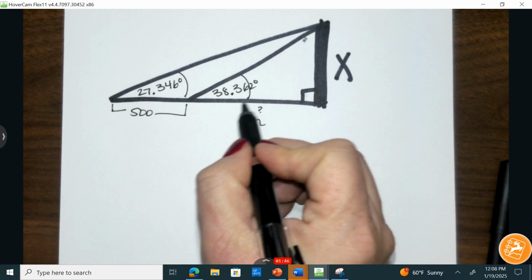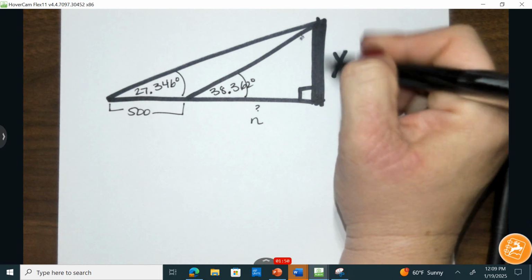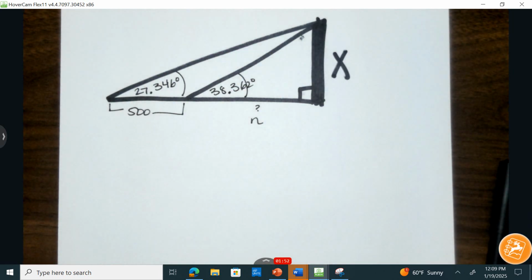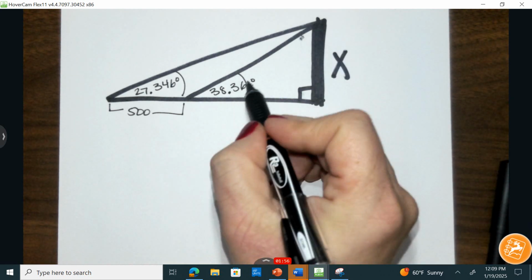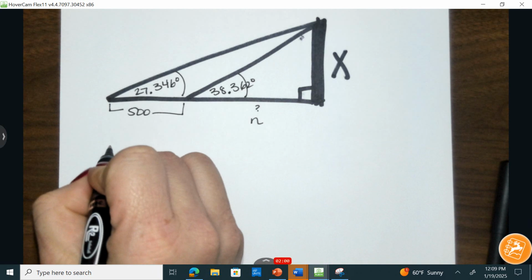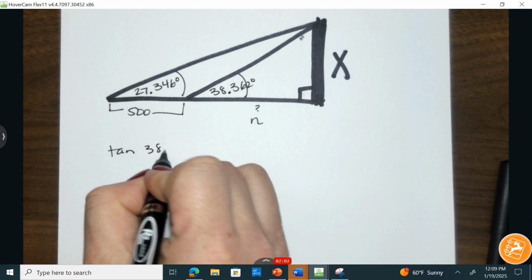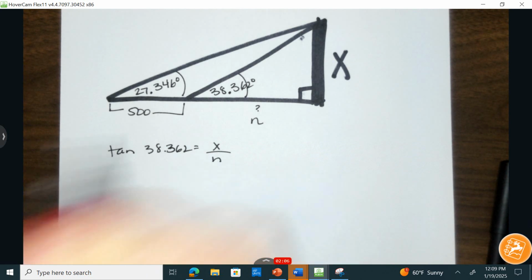So we probably are going to have to determine what this length is in order to precisely calculate the height of the Golden Gate Bridge. Let's start with this initial triangle. X is opposite, n is adjacent to this angle. And I know that the tangent is going to use those two measurements, opposite over adjacent.